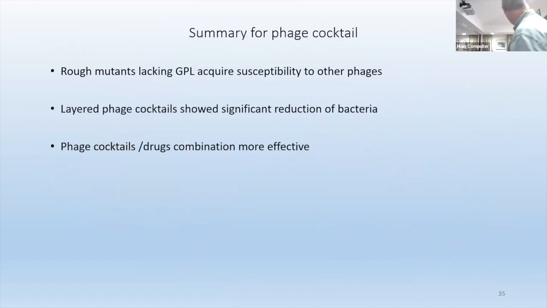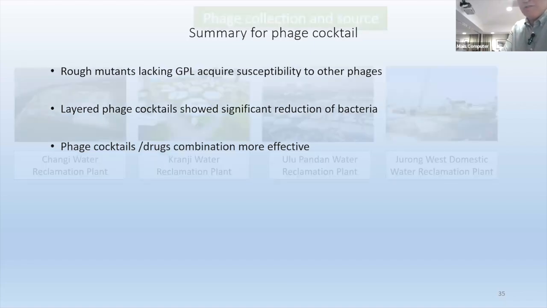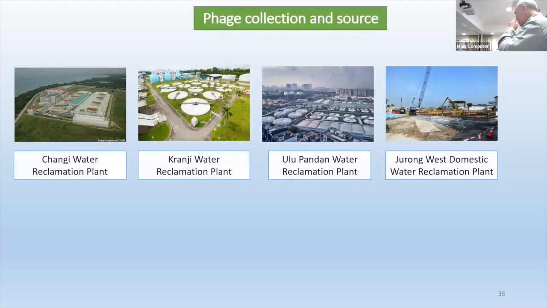So the summary for this part is that once they become rough, the bacteria become susceptible to a large number of other phages. And we could come up with a layered approach, trying to combine phages that target the resistant and the smooth. And combination with drug obviously seems to be essential. I know it's really romantic to have a picture, especially in Asia, in the jungle collecting phages, but at the end of the day, all of our phages come from the sewage system in Singapore or in Thailand.